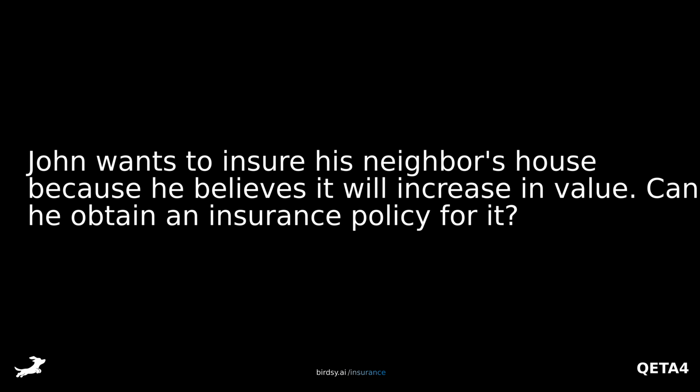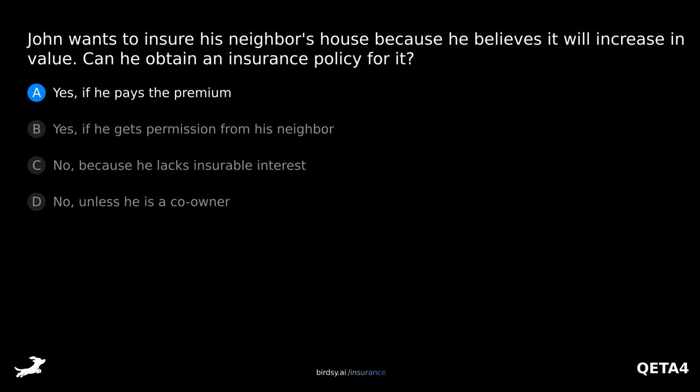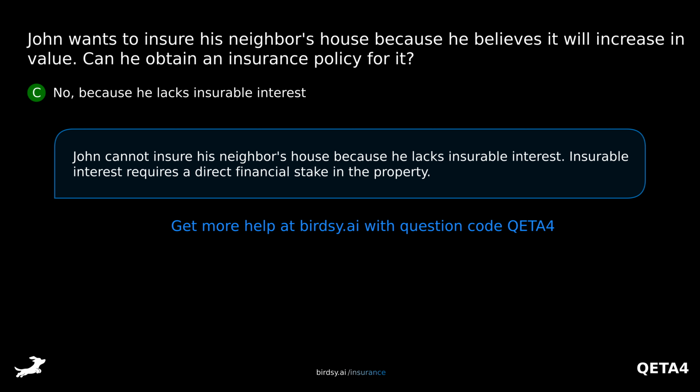John wants to insure his neighbor's house because he believes it will increase in value. Can he obtain an insurance policy for it? Is it A, yes, if he pays the premium, B, yes, if he gets permission from his neighbor, C, no, because he lacks insurable interest, or D, no, unless he is a co-owner? The answer is C, no, because he lacks insurable interest. John cannot insure his neighbor's house because he lacks insurable interest. Insurable interest requires a direct financial stake in the property.